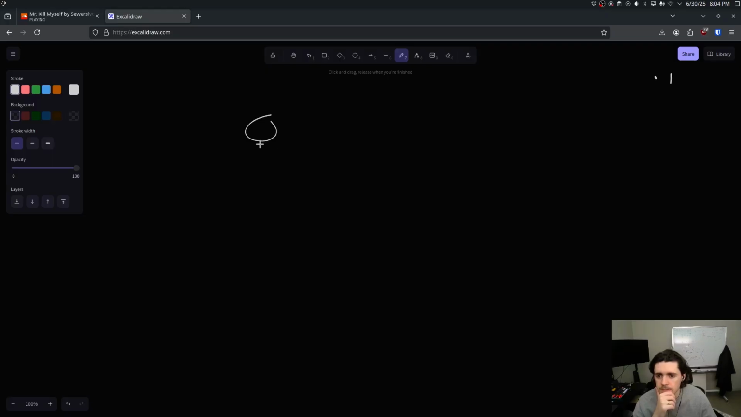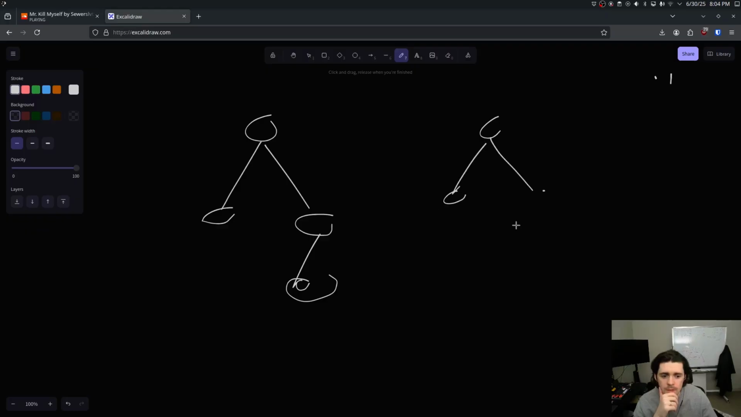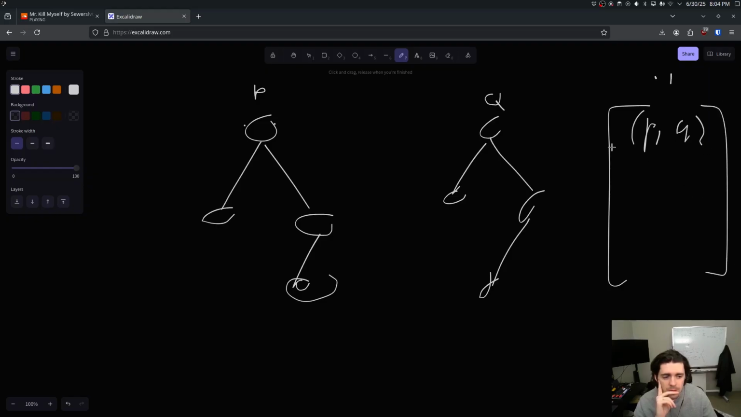Given two roots. Well, this is a pretty common DFS problem, or commonly solved with DFS. But basically, we'll take P, Q. We have a stack. We'll push P and Q onto the stack. We'll pop P and Q. If they have the same values, we move on.